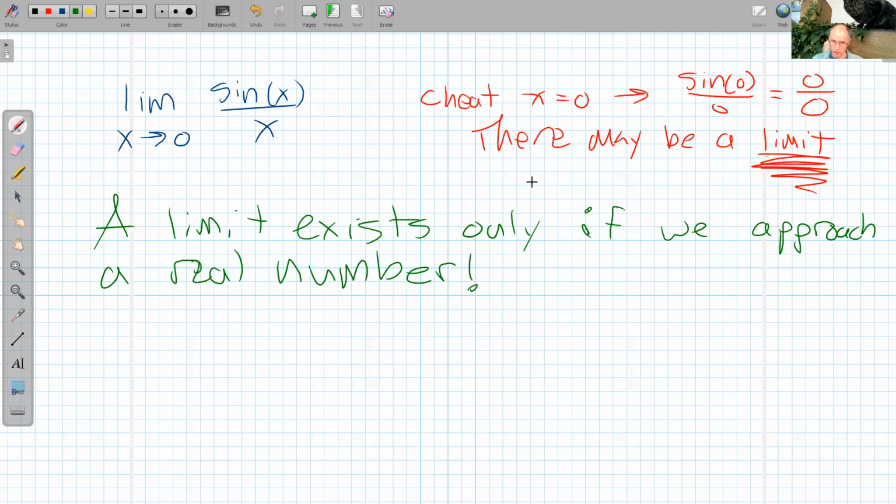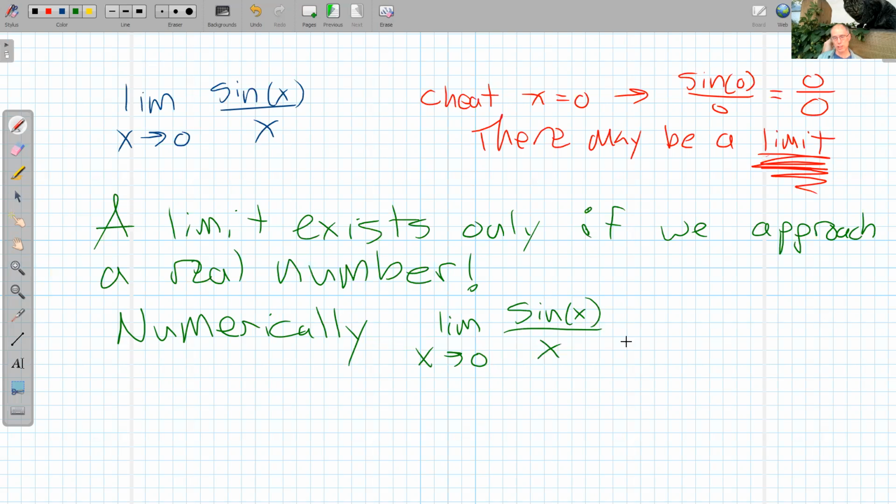So it looks like numerically, and evidence is in our calculator, the limit as x approaches 0 of the sine of x over x is equal to 1. Now, when I put equal to here, it's a little different sense of the word equals than like 2 divided by 2 equals 1, okay? In this case, again, it's approaches.